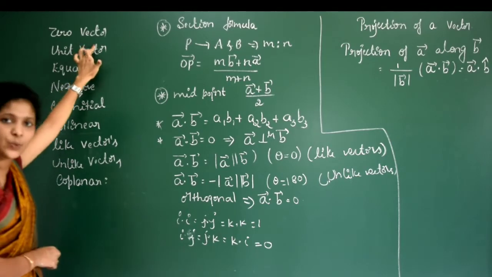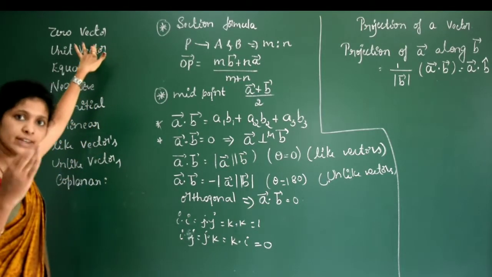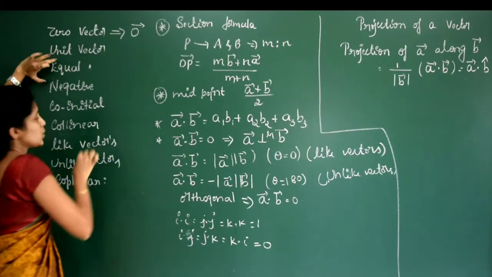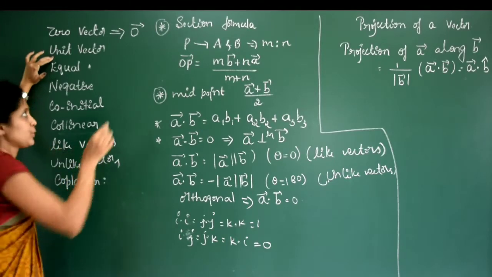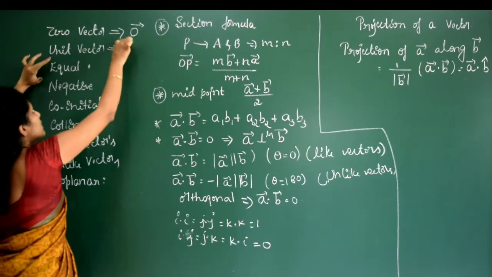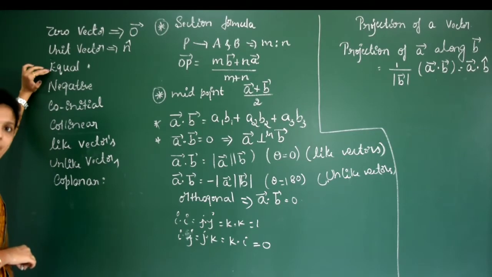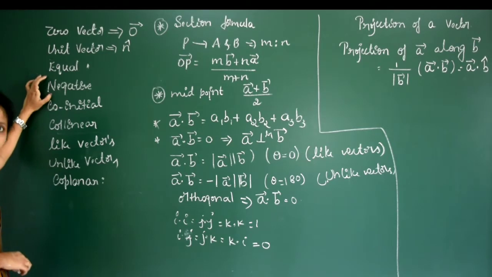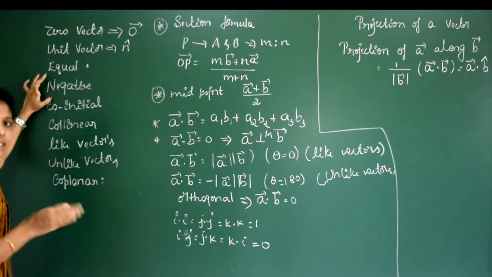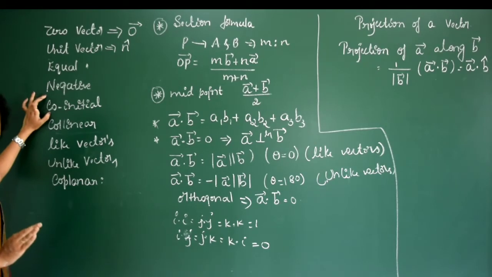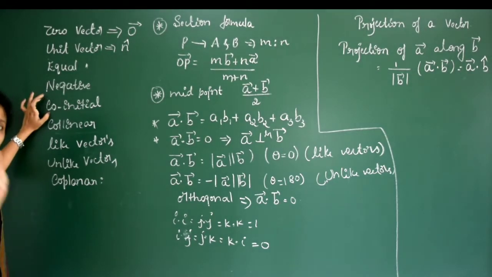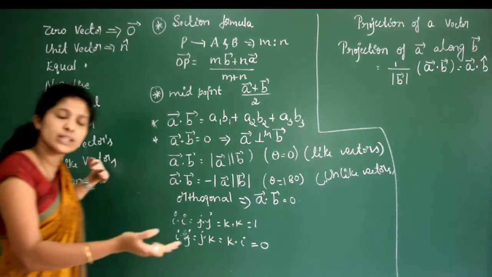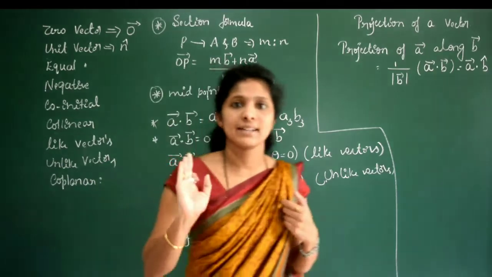See this one. First, zero vector. A vector which has a magnitude of 0 is called the zero vector and is represented by the zero vector symbol. Unit vector means it has a magnitude 1. It is represented by n cap. Equal vectors have the same direction and the same magnitude. Negative vector has the same magnitude but the opposite direction. Co-initial vectors are those having the same initial point. Collinear vectors: two or more vectors are said to be collinear if they are parallel to each other.